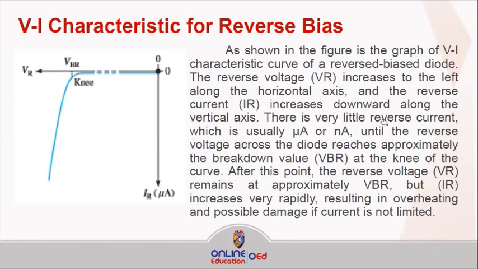Then, anong nangyayari kapag sobrang baba ng value ng reverse current, which is usually micro and nanoampere, until the reverse voltage across the diode reaches approximately the breakdown voltage VBR at the knee of the curve. Okay? After this point, the reverse voltage VR remains at approximately VBR. Okay, katulad lang ni kanina. But kapag nag-increase rapidly naman yon, itong reverse voltage is nagkakaroon ng overheating and possible damage if current is not limited. Okay?